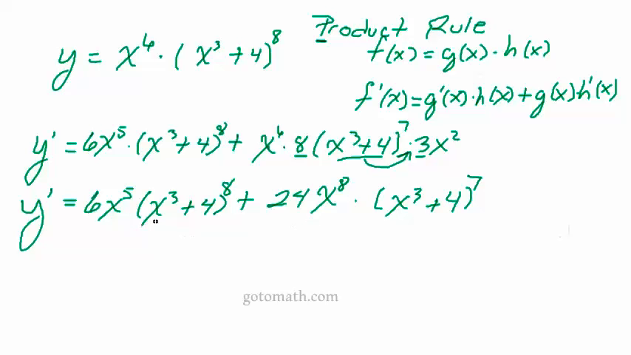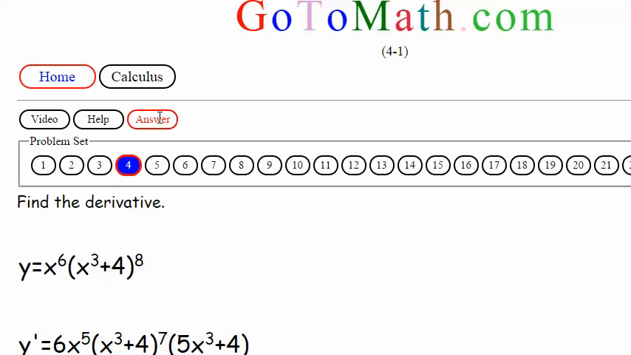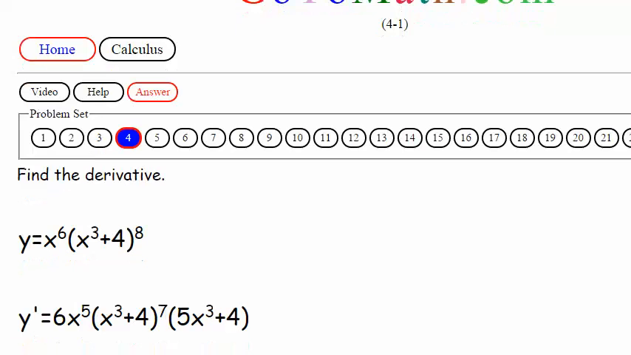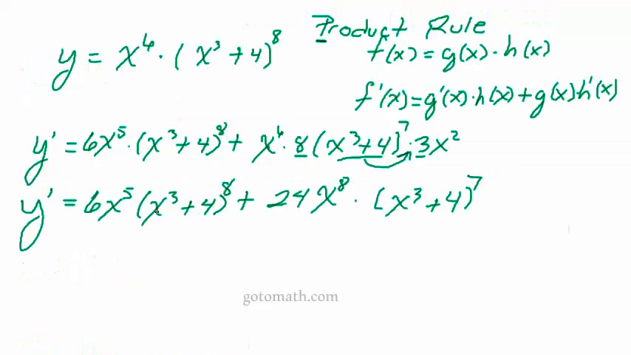Now, here's the part that a lot of students have some issues with, and that's if we wanted to factor this thing. I actually factor it completely down. We'll factor this since this is early on.